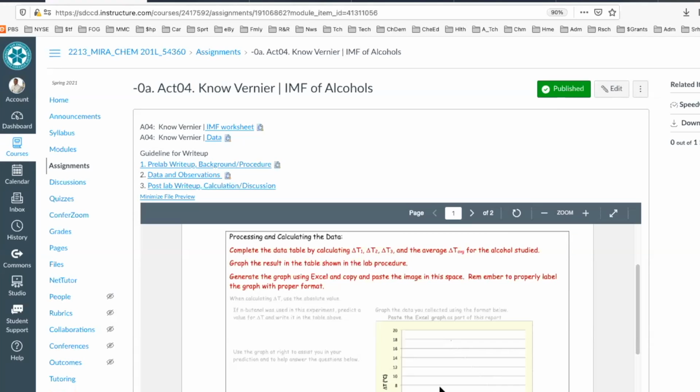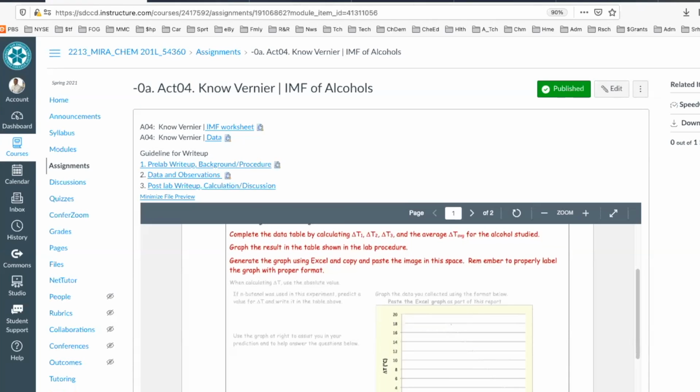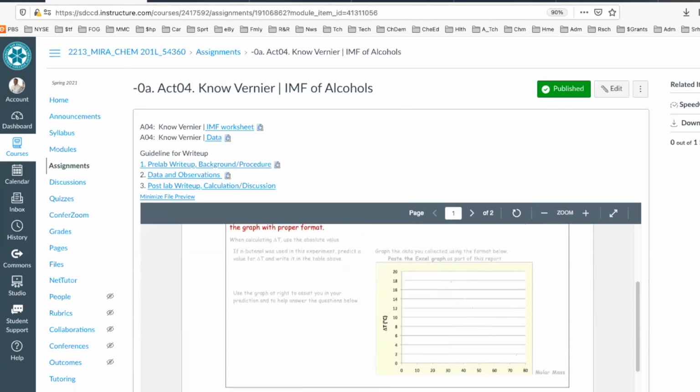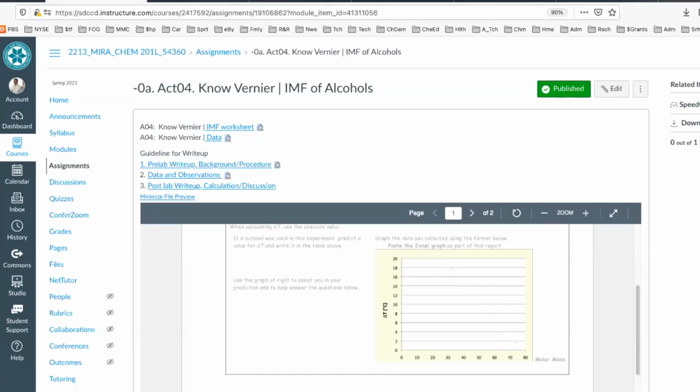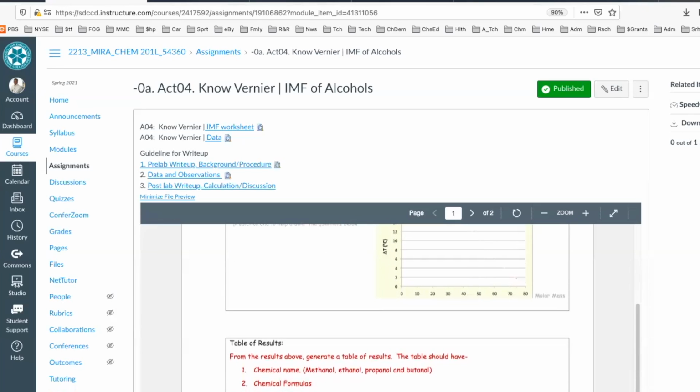Not the individual delta T1, delta T2, delta T3. It's the average of methanol, average of ethanol, and then whatever's given for propanol. Okay, so that's processing the data. And then I always want a summary of results or the table of results. And this is what I'm looking for in this particular experiment.